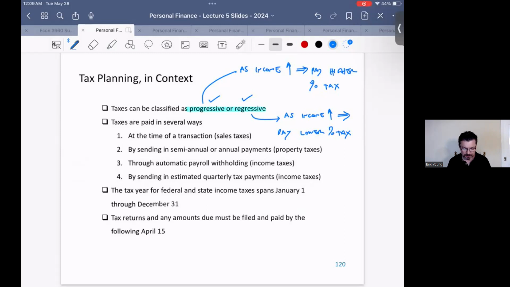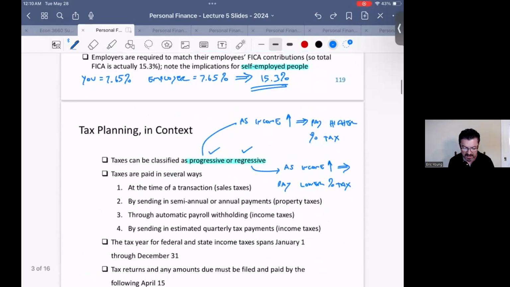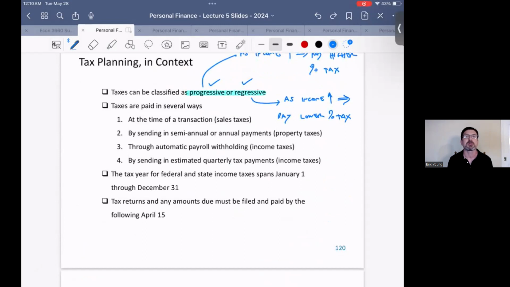Now, why do I bring this up? Well, here's why. From a strict perspective, numbers 1 and 2, your federal and state income taxes, are structured to be progressive. On the other hand, that payroll FICA tax is by definition regressive. So it's important that you understand that these three different types of taxes behave in subtly different ways, and that you can connect that with some of the political discussion around whether a tax is progressive or regressive.